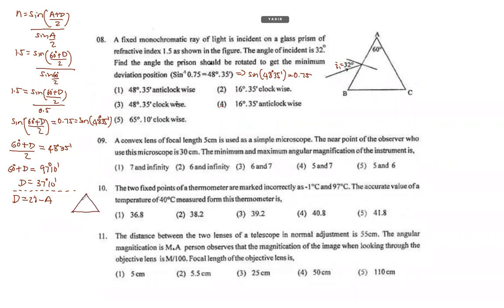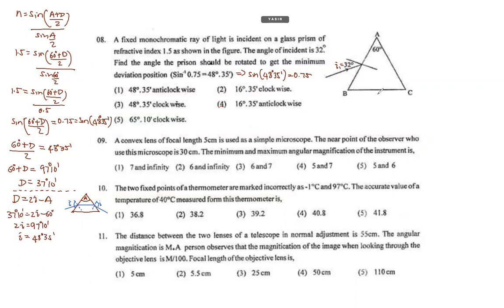When you have a prism which undergoes minimum deviation, this is how it will look. Angle of incidence and the angle of emergence both will be I. So we have to find that I. To find that I, D is 37 degrees 10 minutes equal to 2I minus 60. So 2I is equal to 97 degrees 10 minutes. I is equal to 48 degrees 35 minutes. Same.